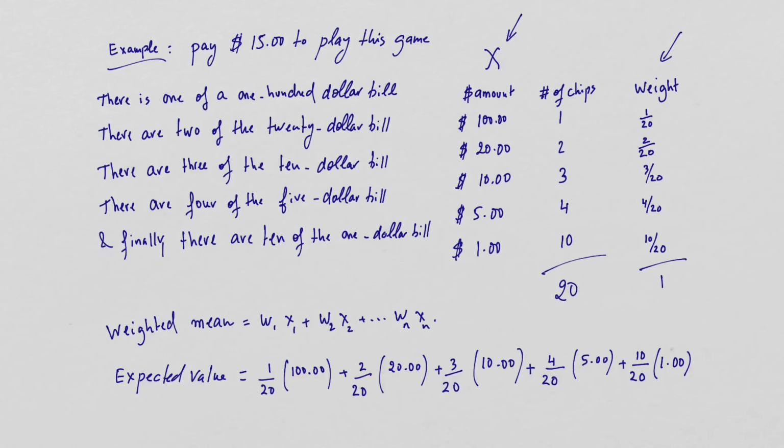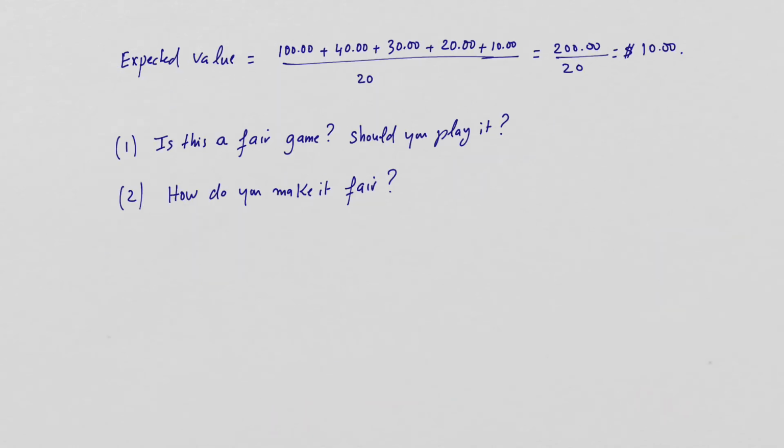When I multiply these, remember, when you multiply fractions, you go across. So there is a 1 here. I'll just do the first one: 1 times 100 divided by 20 times 1. Okay, makes sense? So all of them will have 20 at the bottom, right? So I got 100 plus 40 plus 30 plus 20 plus 10, which is 200 over 20, which is $10.